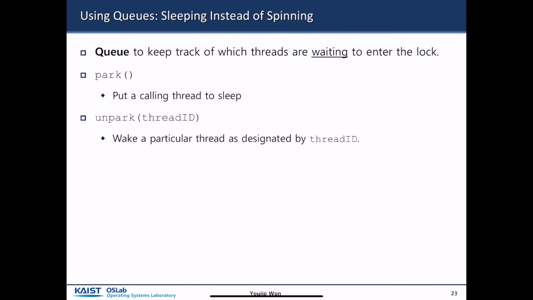So we're going to use sleeping lock instead of spinning. In sleeping, we have to introduce another data structure that represents a set of threads that are waiting for a given lock. We're going to use a queue. There are two functions. First one is park, and the other is unpark. When the lock is not available, the operating system puts the thread to sleep. For that purpose, we call park. Unpark is similar to waking up the particular thread designated by the thread ID. So there are two functions you have to remember. First one is park, and the other is unpark.